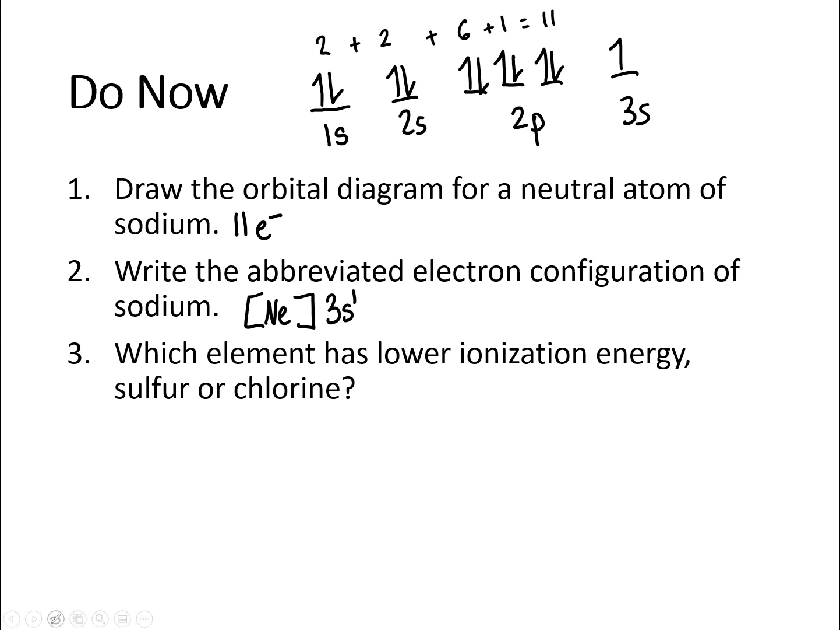And just as more review, we talked about valence electrons. These electrons in the 3s orbital, that's the valence configuration. So the valence electron configuration for sodium.